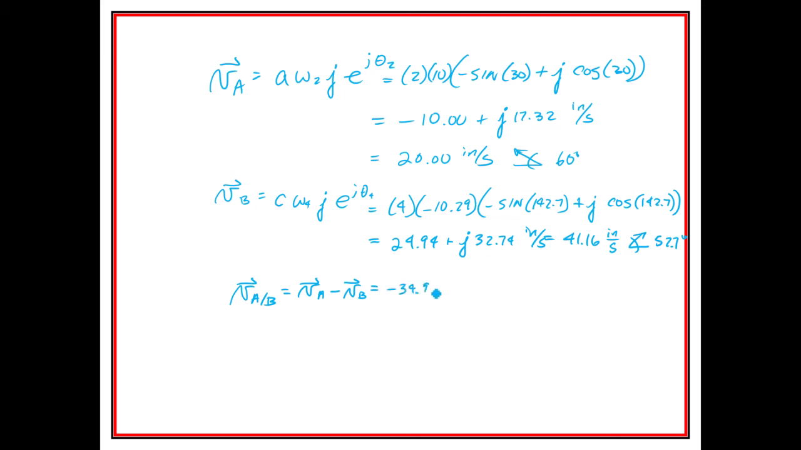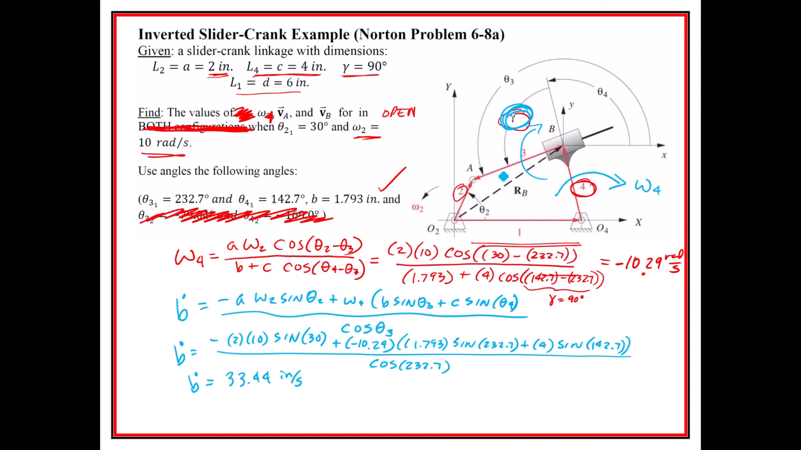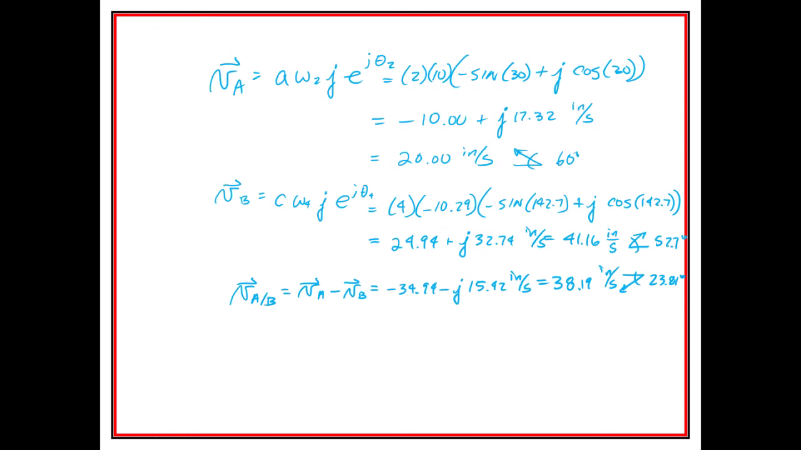Negative 34.94 minus j 15.42 inches per second, or 38.19 inches per second, and that comes down this way. We find that's at 23.81 below the horizontal to the left. And note, though, that the length 3 is not a rigid body right here, so it is actually shrinking, but if we wanted to find how A and B are related to each other, we would use this velocity of A with respect to B.